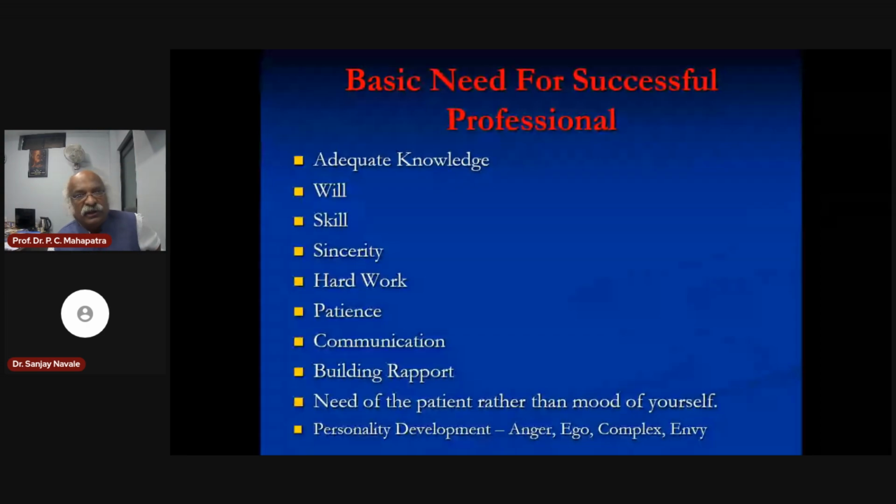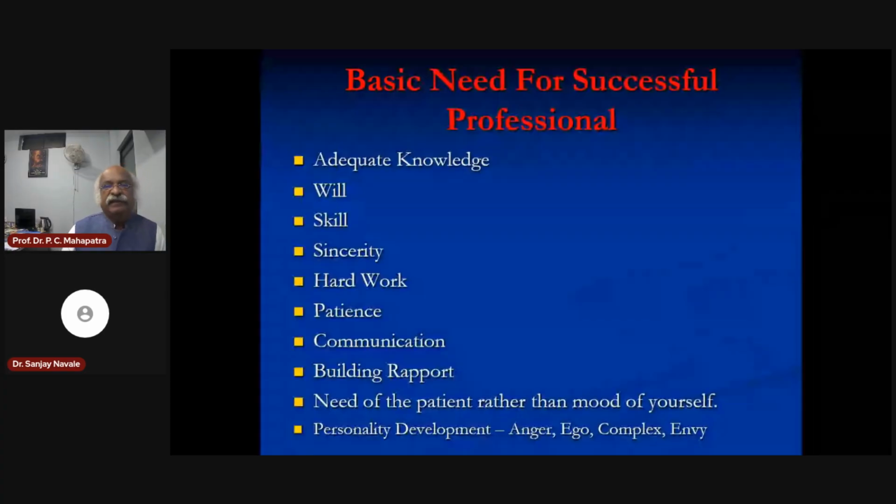Now, adequate knowledge is there. You can get information from various sources. The internet and Google have provided a lot of information. Anything you want, with a fingertip, you can get. And individually, you should have a will to acquire that. Will and skill are important. These are two important things. When you acquire a skill, everything will follow.